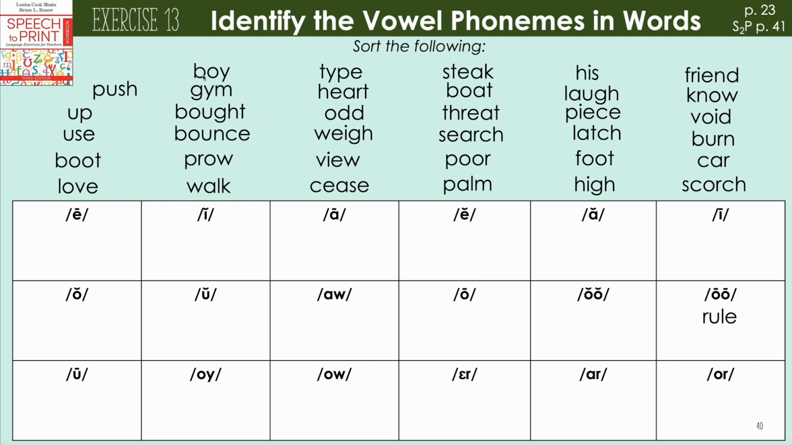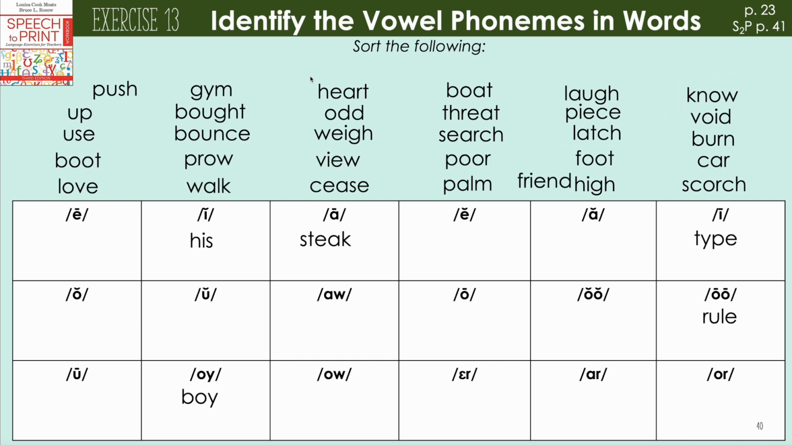Now let's look at boy. The vowel sound B, oi. Yep, should be right down here in the oi. Type, T, I. Yep, we're looking at long I. Steak will have that long A sound. His has that short I. Friend has that short E.